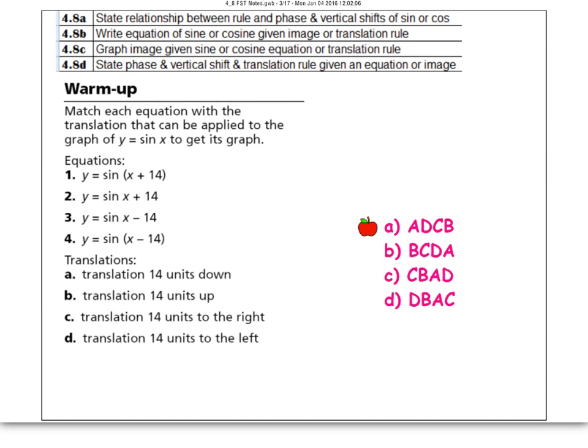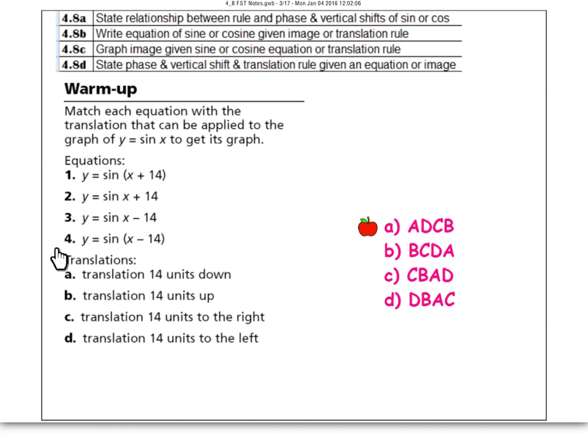In this section, we're going to look at learning objectives A, C, and D together. We're going to talk about stating translation rules when we shift graphs, and we're going to talk about the phase shift and vertical shifts, and then we're actually going to graph them. So let's do some review, something similar to Chapter 3 on translations.